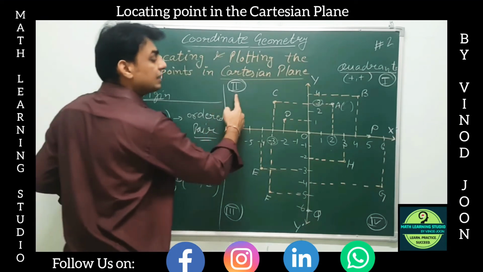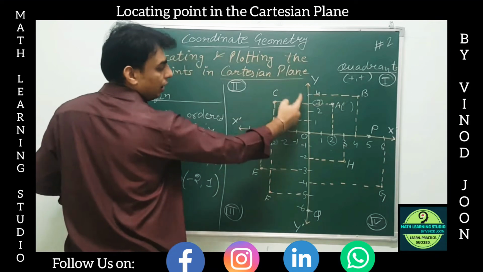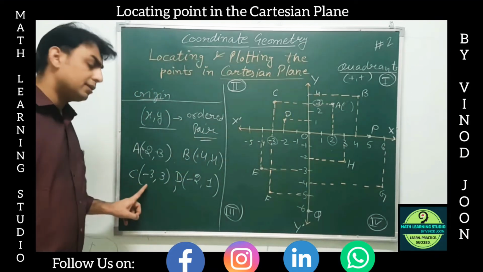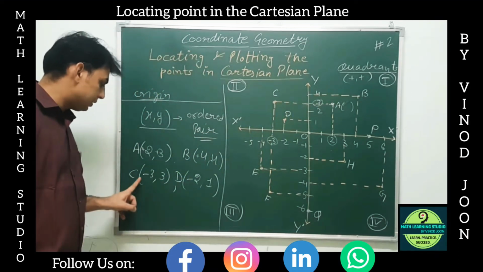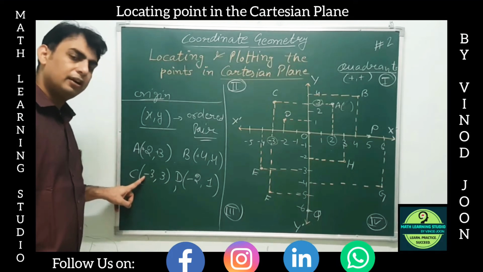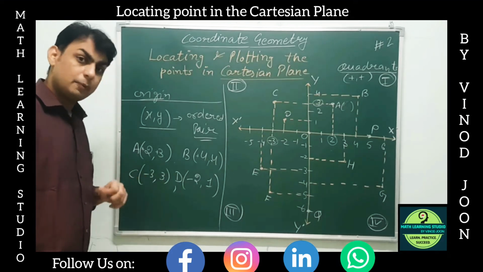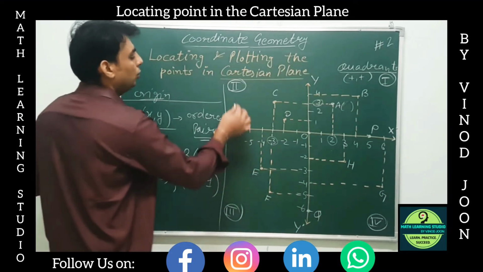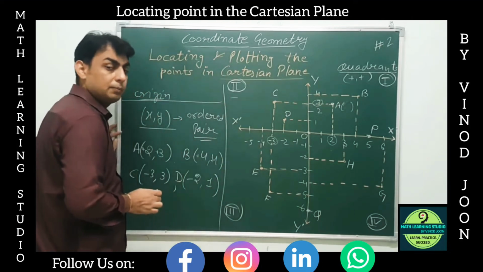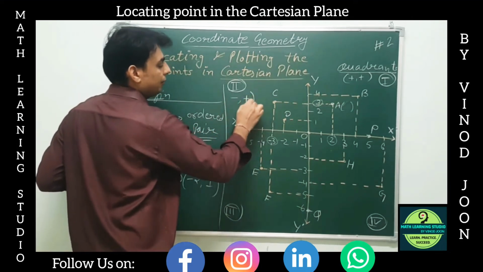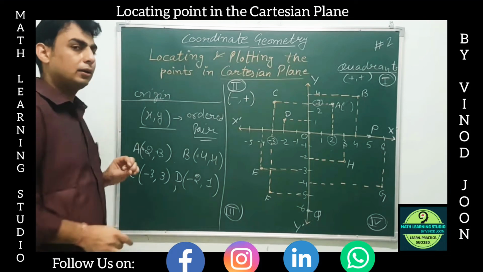Yes, we are in the second quadrant. You can see this area is called the second quadrant, and in this quadrant the value of x is what? Negative value and y is positive value, right? So we see that x becomes negative and y remains positive in the second quadrant.